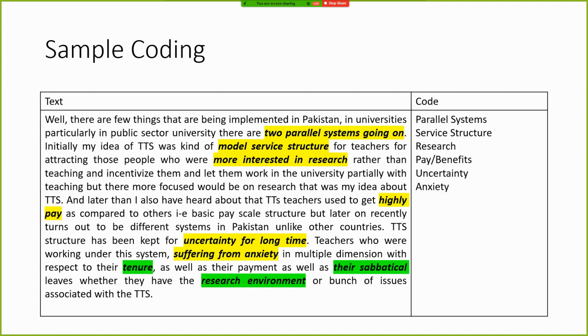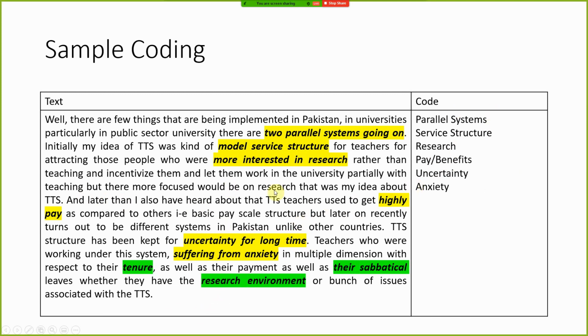So for these particular sentences, you'll code the whole sentence or quote the whole sentence, but in order to identify this particular quote, you give it a code. What I've done is I found that the respondents are talking about a parallel system, they're talking about service structure, they're talking about research, then they are talking about pay and benefits, they're talking about uncertainty, and they are talking about anxiety.